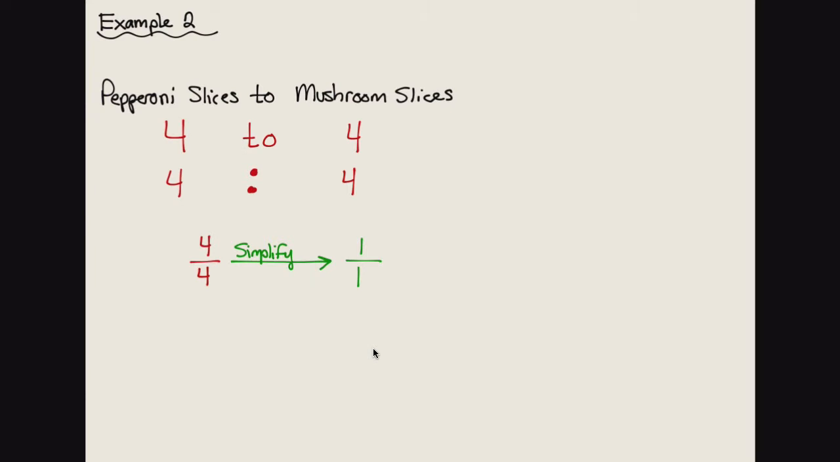And the way that we would say this is for every pepperoni slice, there is a mushroom slice. Okay, so really that's what we're getting to here. For every pepperoni slice, there's a mushroom slice. That's the point here. So these are ratios.